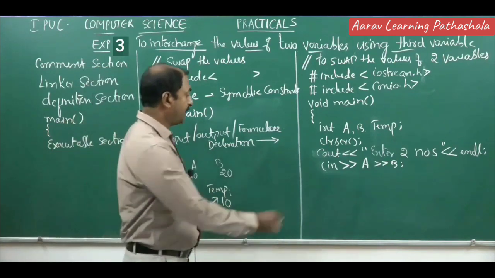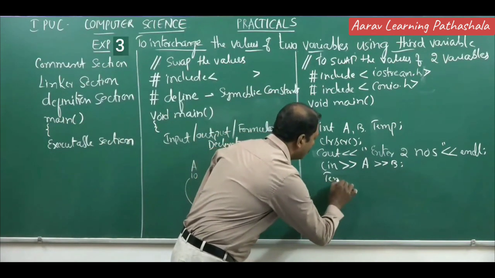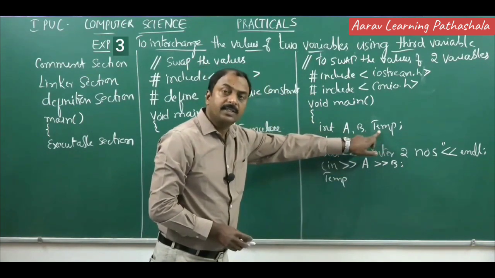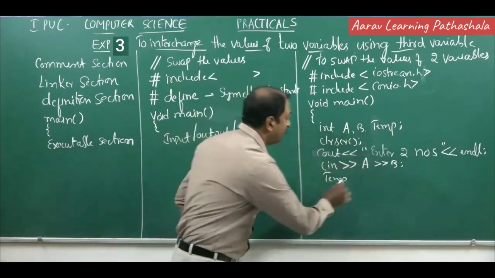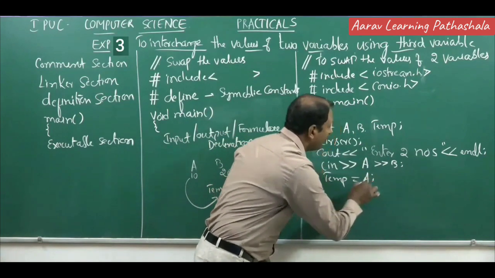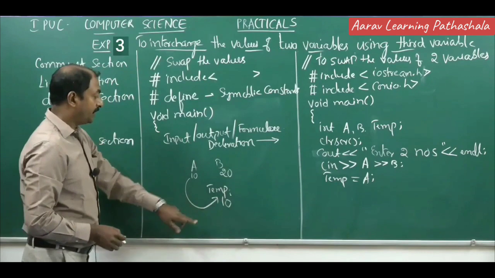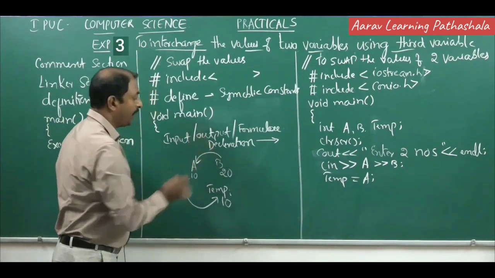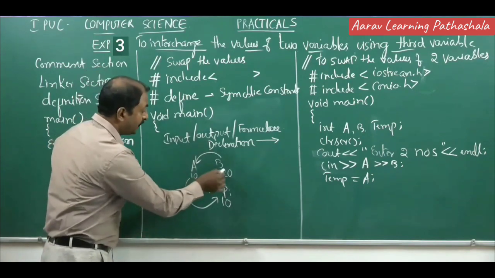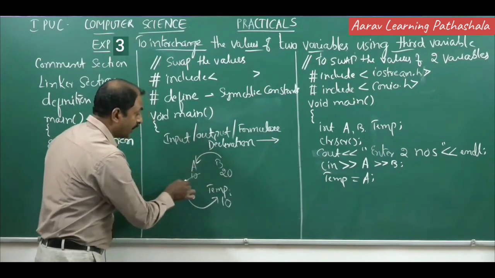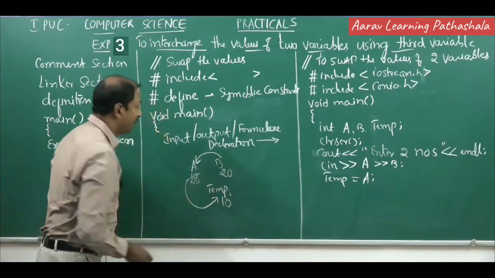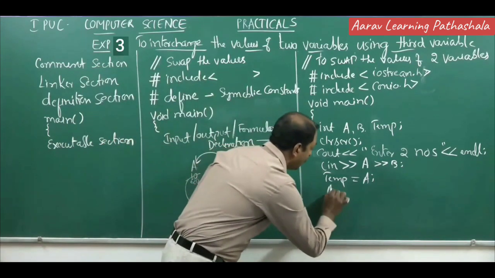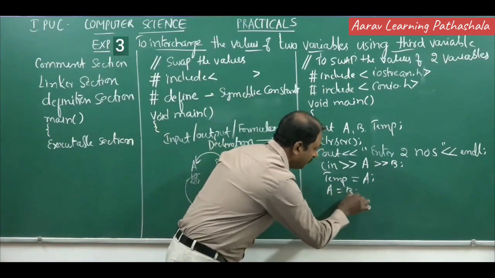So for that we are using the statement temp. We have to write the same variable with the same spelling, same uppercase or lowercase. temp equals a. After this we have to shift or move the value of b into a. Once you shift the value, it is going to overwrite this, so this value becomes 20. So how to make that statement here? a equals b.